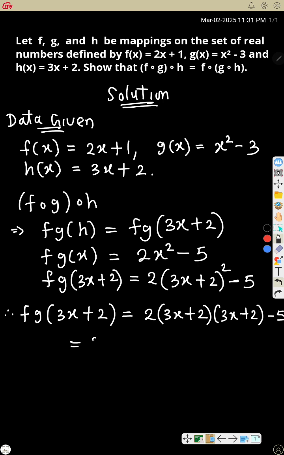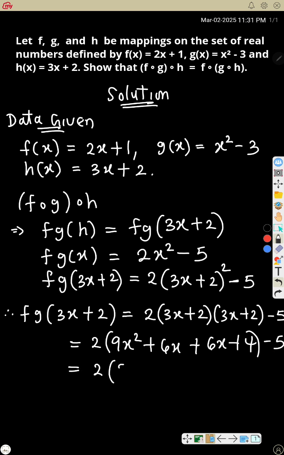So I will expand. That will be 2 brackets. Expand this bracket: we have 3s times 3s, that is 9s squared. 3s again times 2, that is 6s, so plus 6s. Plus 6s again. Plus 4. So normal expansion. Then minus 5.